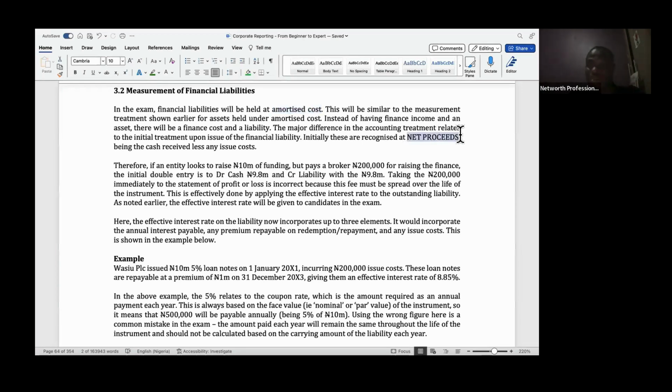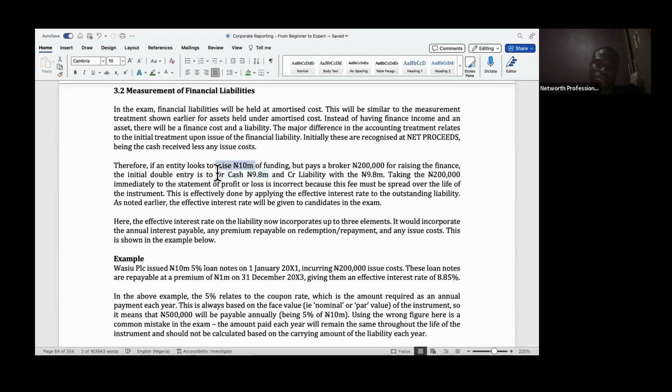But before I go there, I said that when you borrow money, you recognize it initially at net proceeds. What I mean by net proceeds is that if, for example, you borrowed 10 million and you gave a broker 200,000, what you would put in your books is the net of 9.8 million, not 10.2. It's going to be 9.8. That's because that's the money that will actually settle in your hand, because you have borrowed 10 million. You now give a broker. You have most likely been giving the broker out of the 10 million you borrowed.